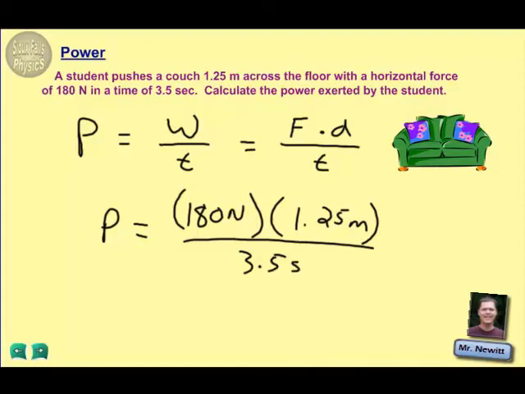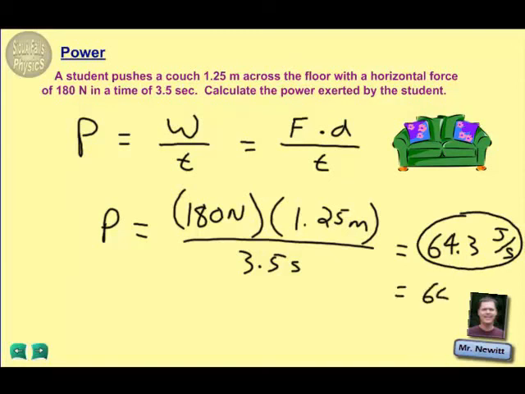All right, so calculating all of that out, we get a power of 64.3 joules per second. Okay. Another way of expressing that, or another unit that we've talked about, is using the unit of watts. Okay, and so I could say this is also 64.3 watts.